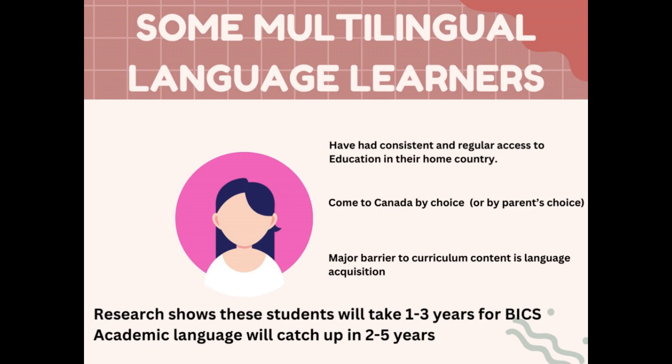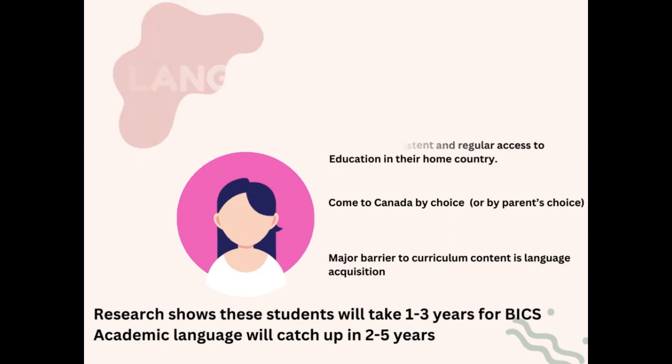But these skills happen in tandem and simultaneously. You don't have to wait 3 years and then start learning academic language. They will learn it at the same time. It just takes a little longer to learn academic language because we're only usually using it in school.